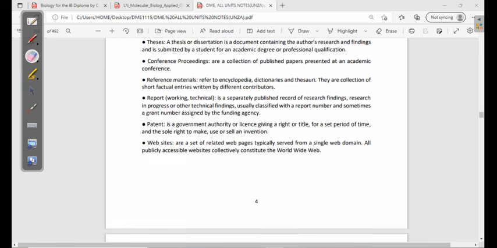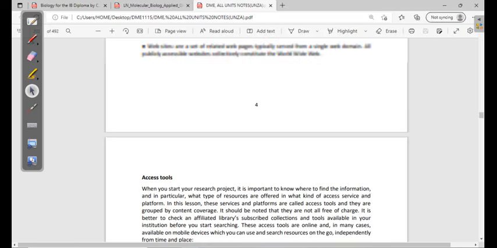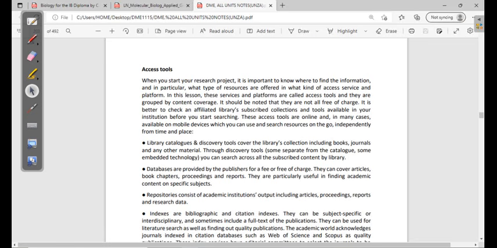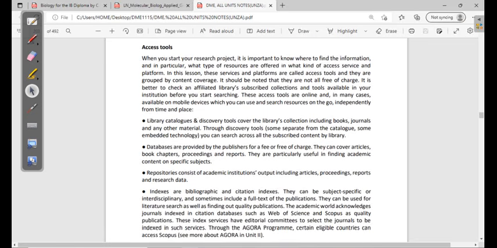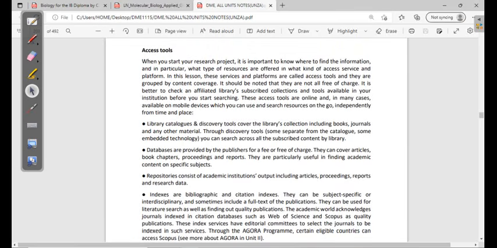Now, we have talked about information sources, information resources. We've understood them, but what are access tools? When you start your research project, it is important to know where to find the information. You want certain information about a certain subject. Where are you going to research from? What type of resources are often offered in what kind of access service and platform? All you're talking about is where do I get information? What kind of information is going to be given by this kind of source of information?